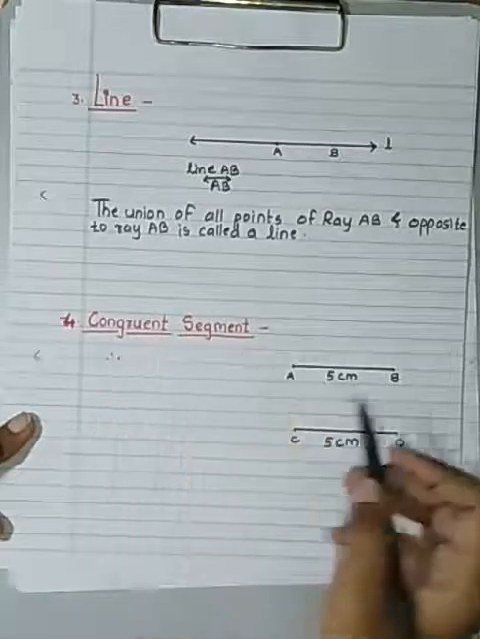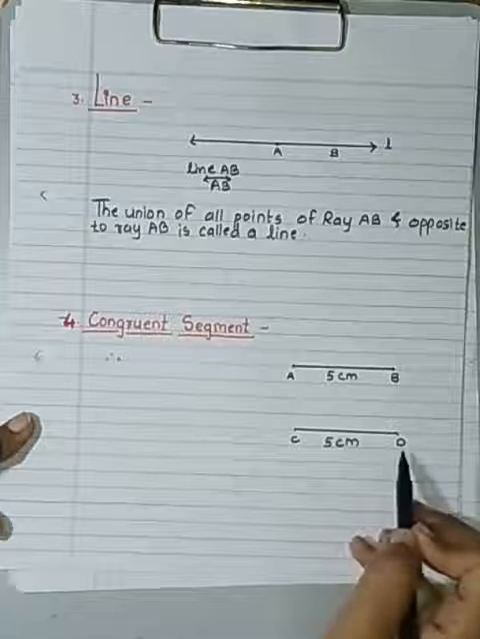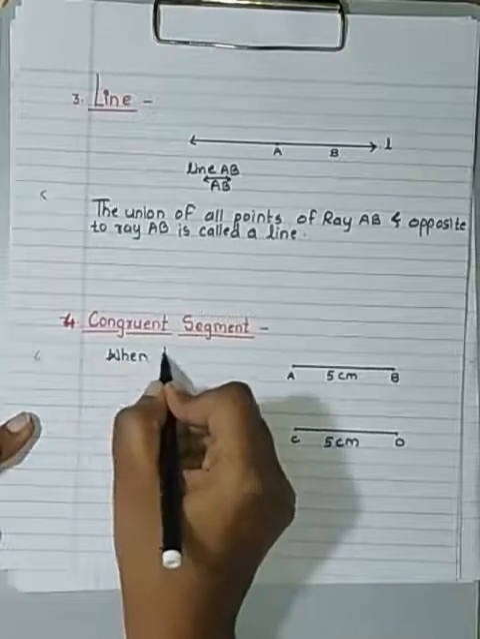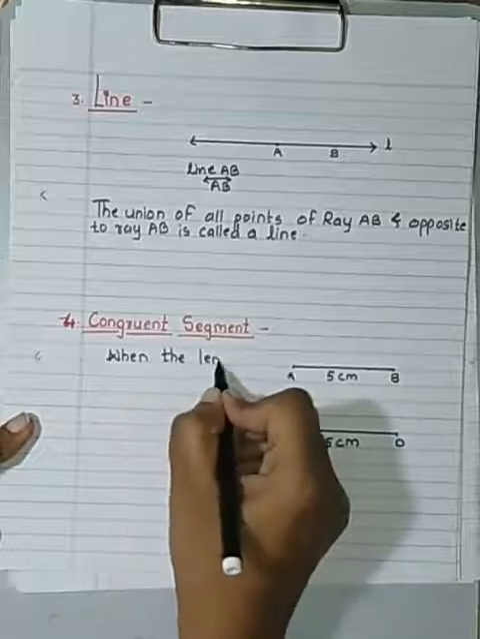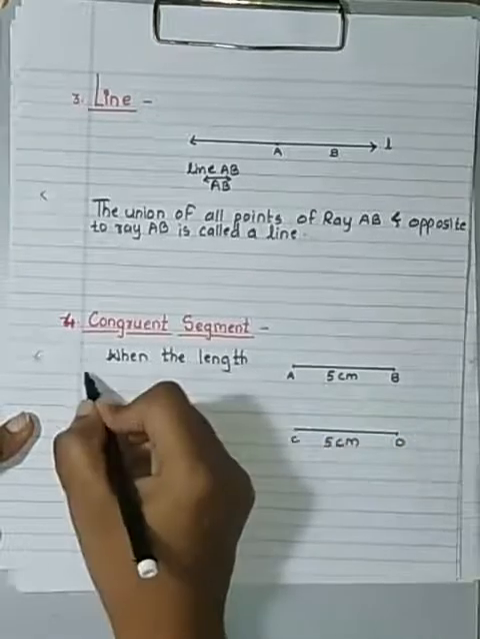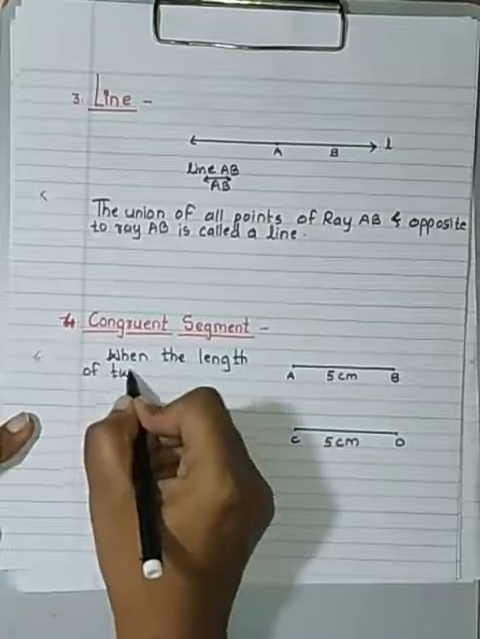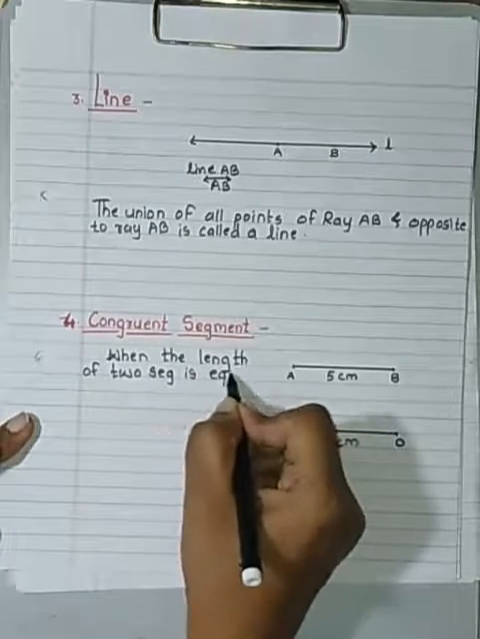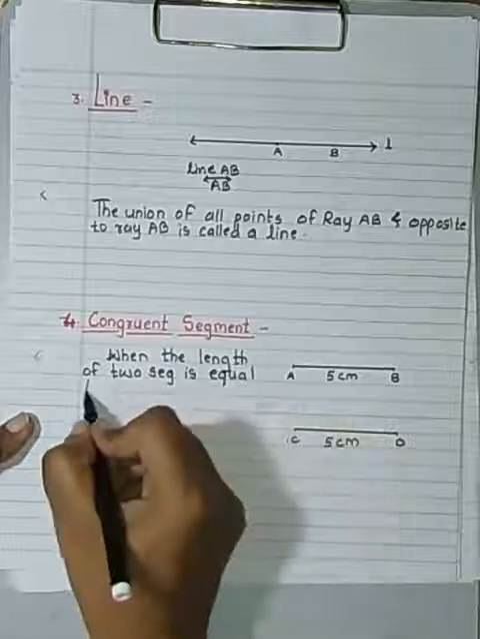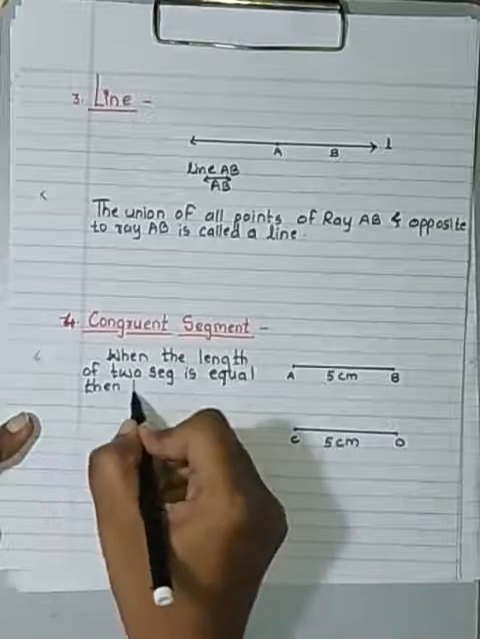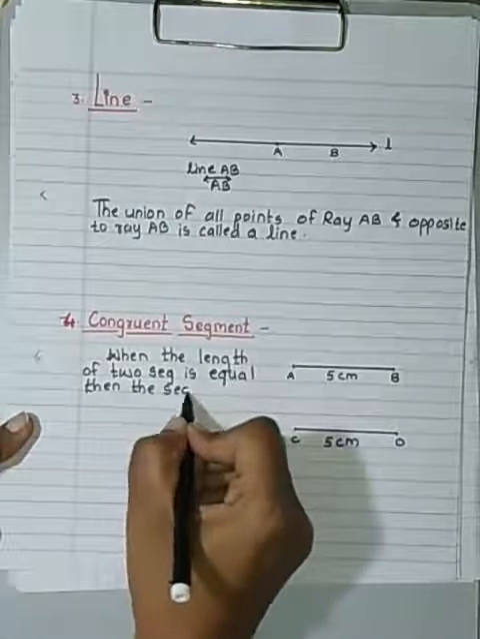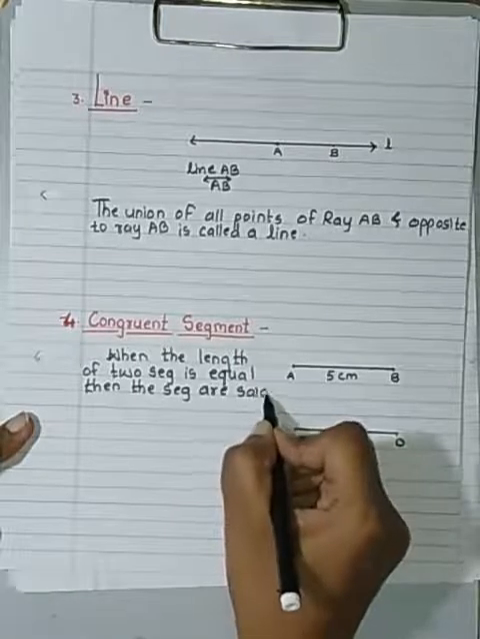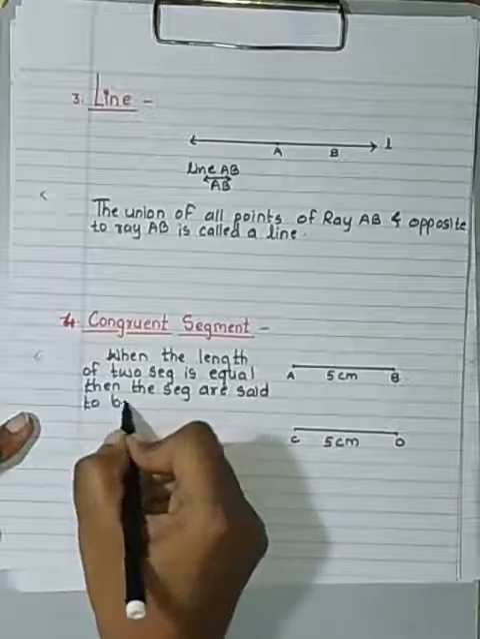Now I'll write it down here. When the lengths of two segments are equal, then the segments are said to be congruent.